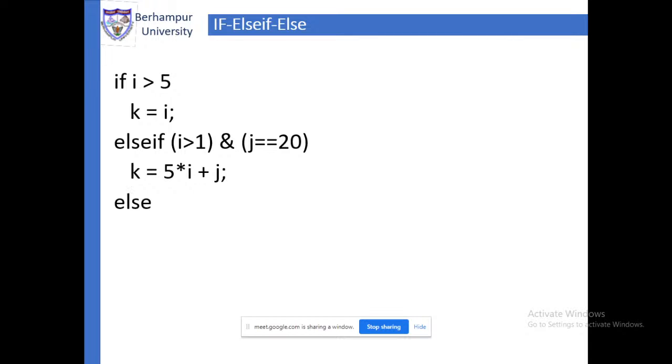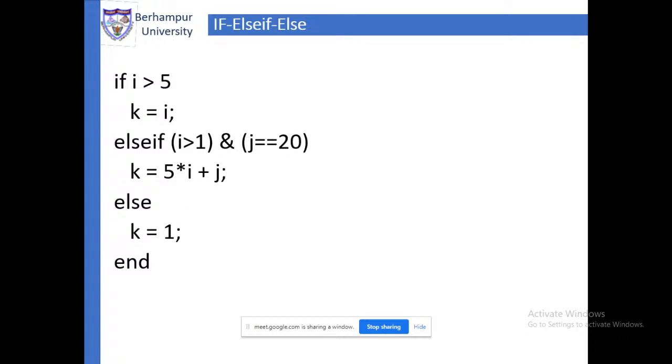Else, if these two are not correct, otherwise, if I is not greater than 1, then k is equal to 1. Or I is not greater than 5, I is greater than 1, but j is not equal to 2, then also k is equal to 1. So this is how you define an if-elseif-else statement.